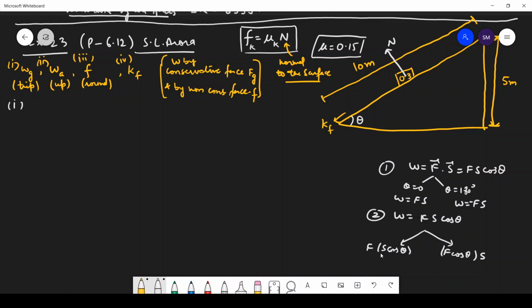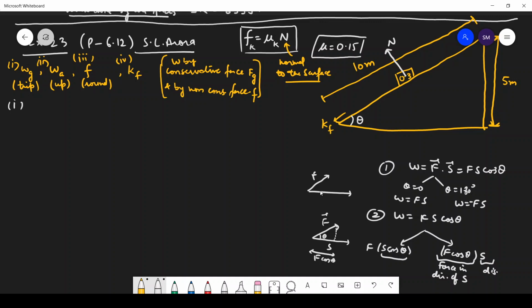So here this means that if this is force, this is displacement, this is angle theta, then drawing a projection of force on displacement, this will be F cos theta. So this is F cos theta, meaning the force in the direction of displacement. What is the meaning of F cos theta? F cos theta means force in the direction of S, displacement, and then multiplied by displacement.